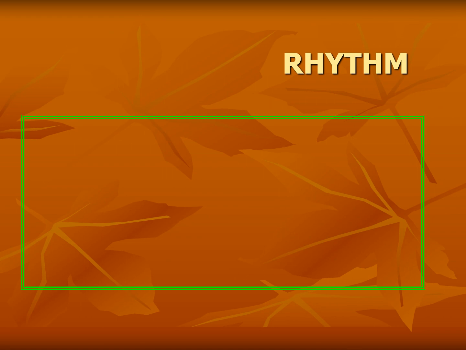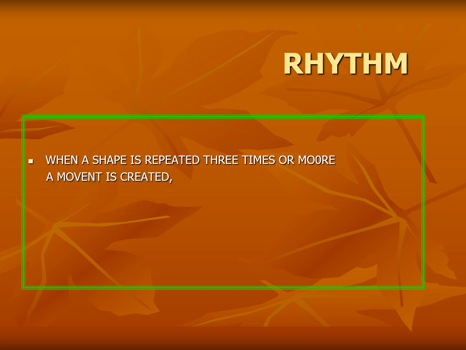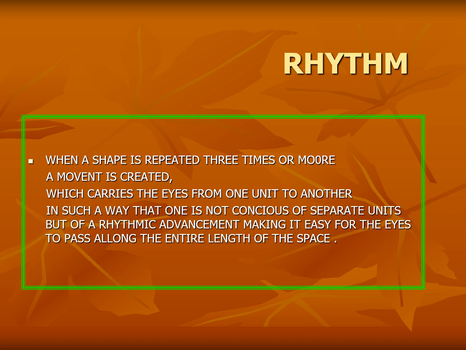Students, now we're going to discuss rhythm. When a set is repeated three times or more, a movement is created which carries the eyes from one unit to another in such a way that one is not conscious of separate units but of a rhythmic advancement, making it easy for the eyes to pass along the entire length of space.